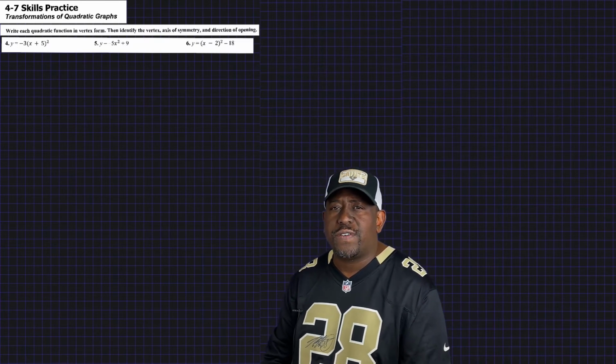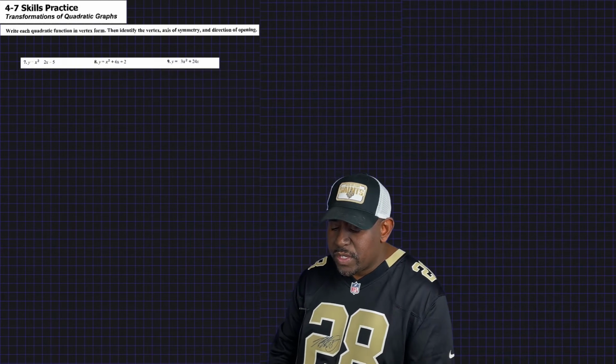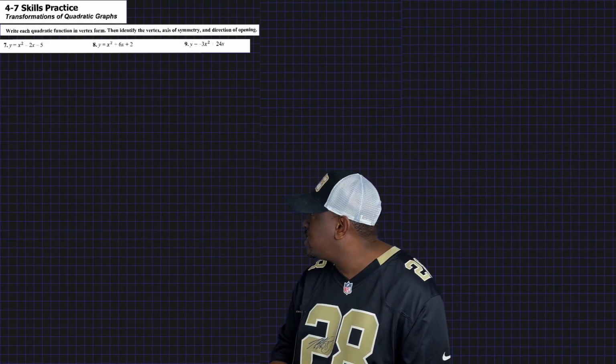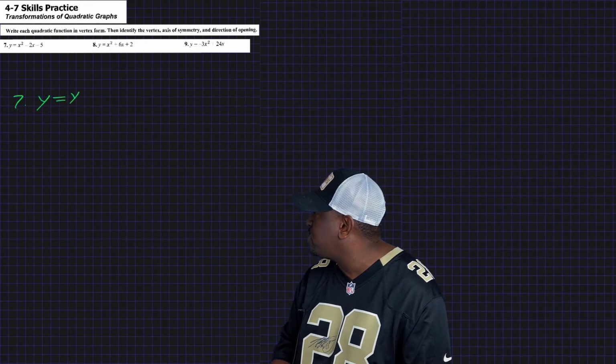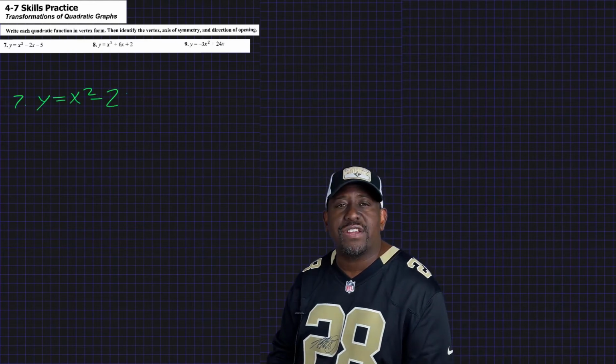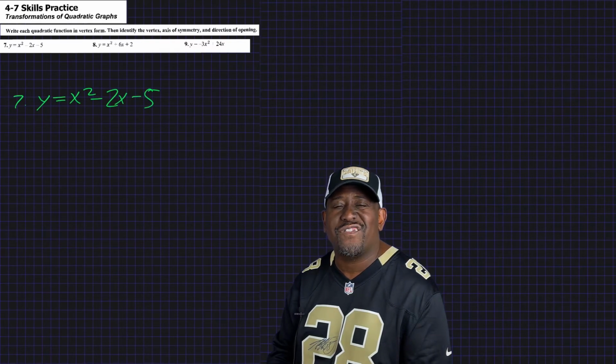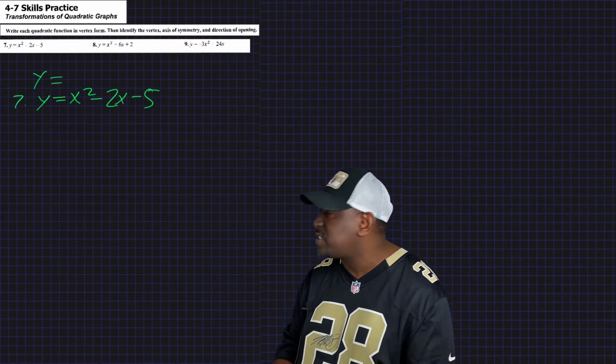The quadratic function has been presented in vertex form. So let's see if now the NOLA Mathman does a problem where it's a different form. We've got a new group of problems here, problems 7 through 9, on the whiteboard. Let's see what we do. Well, all three of these are in what we call standard form, so we will have to convert them into vertex form, so I'm excited.